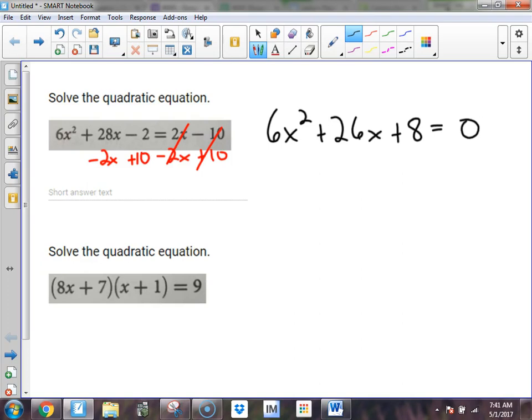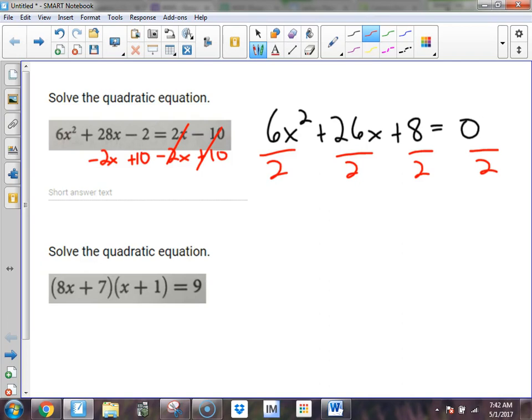For instance, this is a situation where we have a greatest common factor other than 1. What can I divide each of these terms by? I can divide by 2. Okay? I can divide by 2. And like I said, if I do this with an equation, if I divide this by 2, that by 2, this by 2, and I suppose 0 by 2, it's okay for me to do this. So I'm going to do that for this quadratic equation.